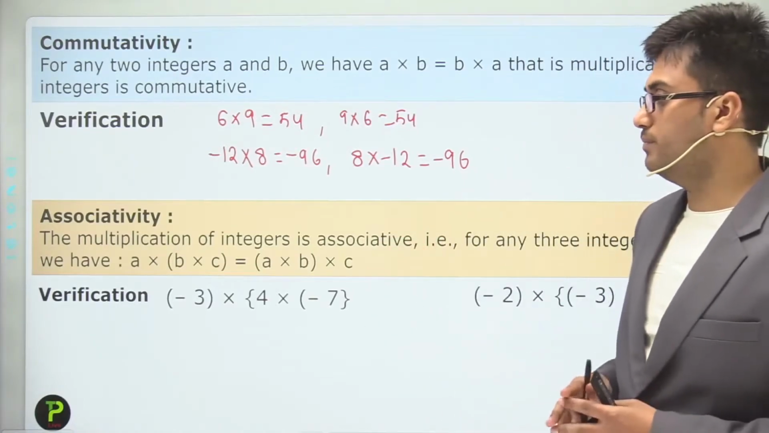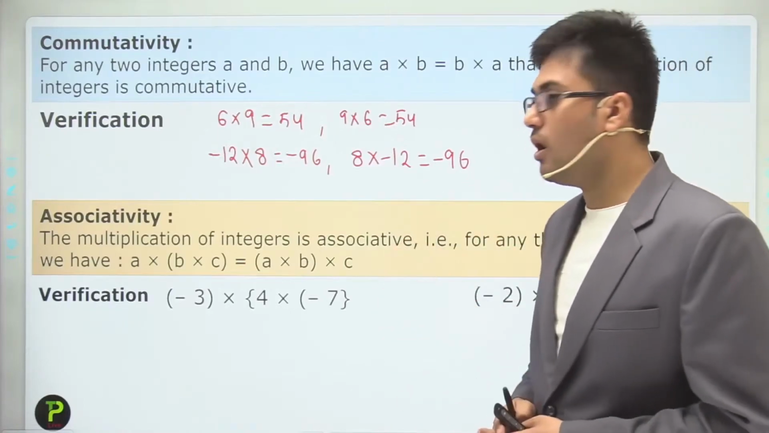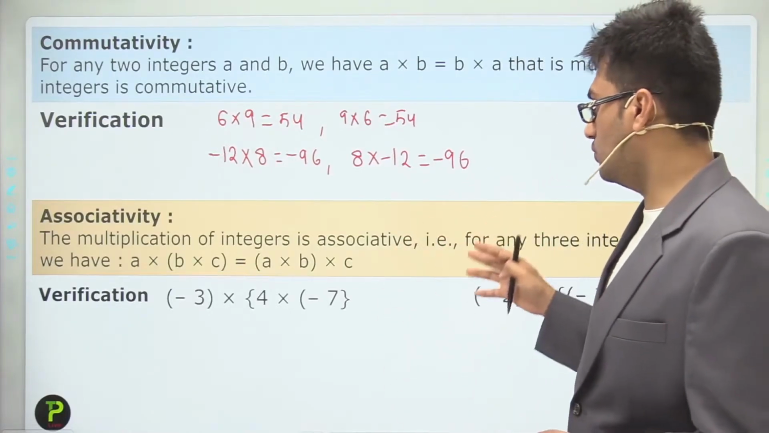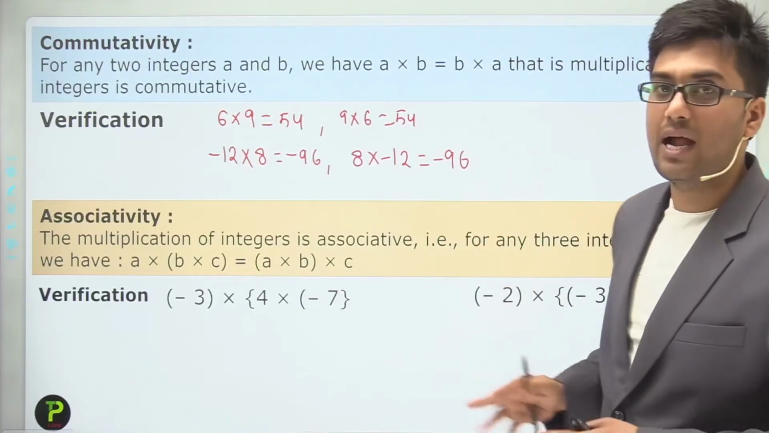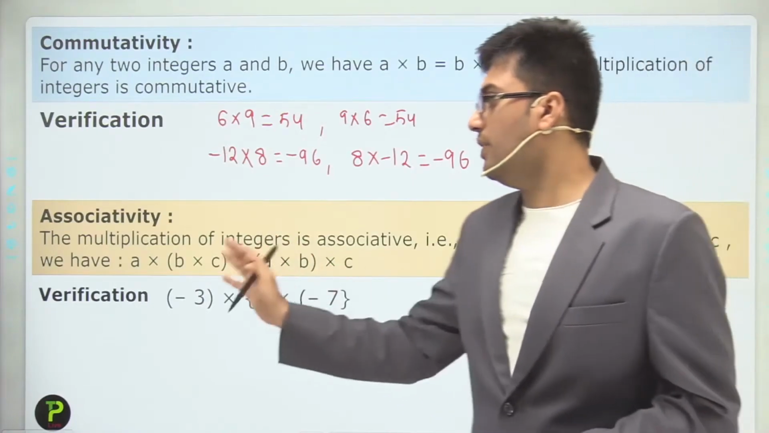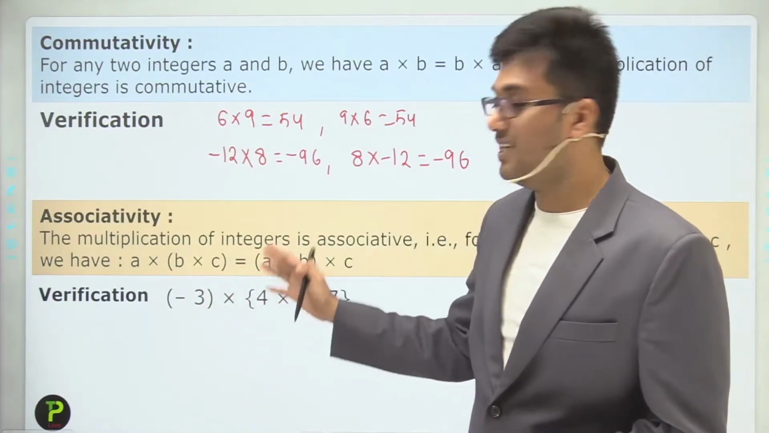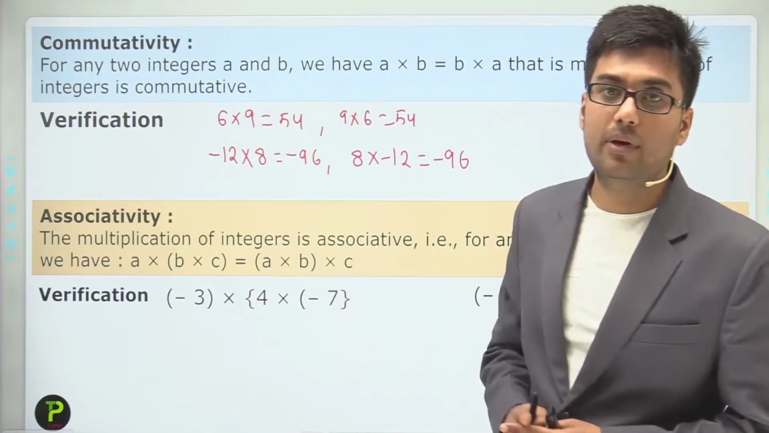Associative property. So the multiplication of integers is associative. That means for any three integers a, b, c, we have (a multiplied by b) multiplied by c is equal to a multiplied by (b multiplied by c).